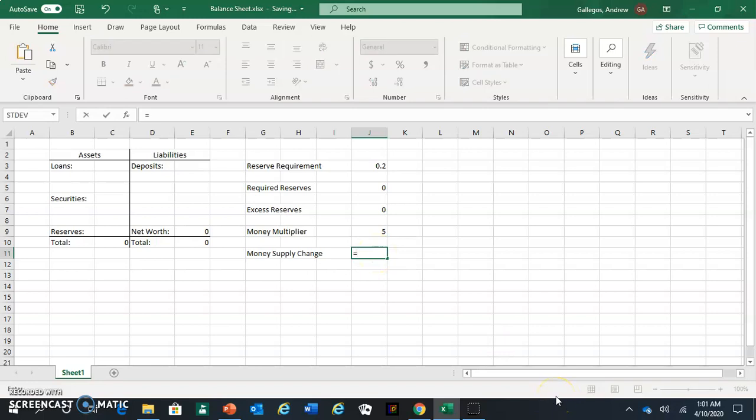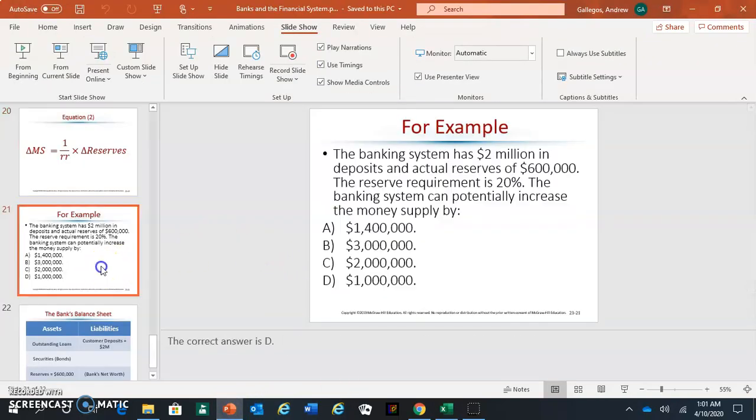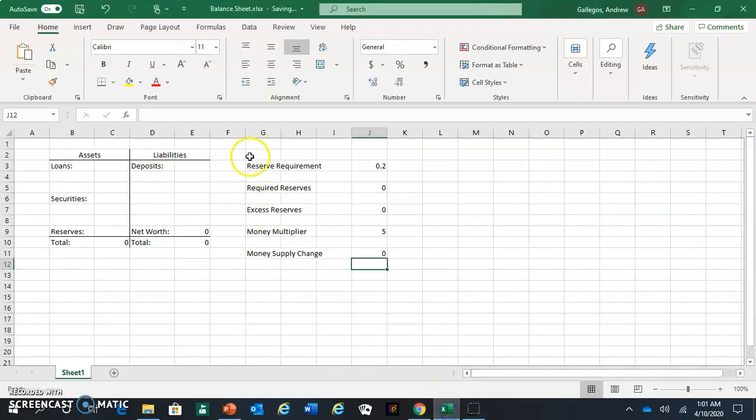So tell Excel to solve a math problem. It's going to be equal to the value in that cell, J9, the money multiplier. It uses the asterisk to multiply things. It's going to be multiplied by the excess reserve amount. And that's going to give us our new change. Now, it's 0 right now, but that's because we didn't put anything in here. So the initial number of deposits, recall, was, in the example, they had 2 million sitting in there and 600,000 in reserve. So let's put 2 million.